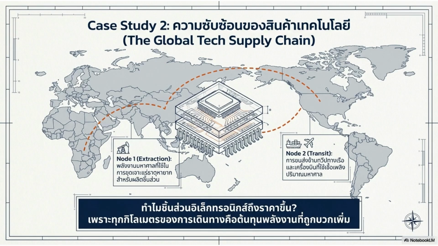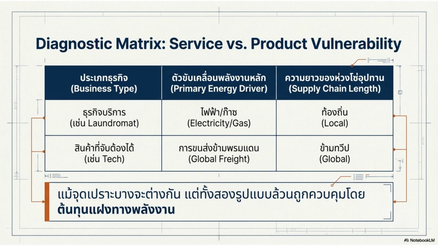From extraction, Node 1, to transit, Node 2. Every kilometer of movement adds to the embedded energy cost, driving up the price of electronics. This diagnostic matrix compares service and product vulnerability. Although the primary energy drivers and supply chain lengths differ, both business types are governed by hidden energy costs.